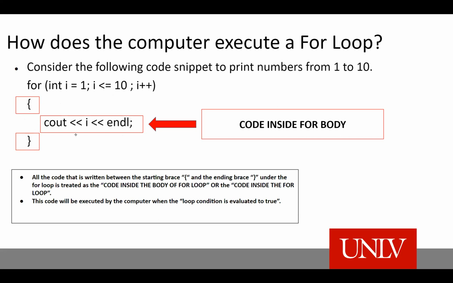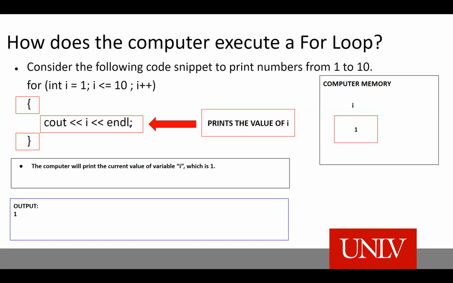Now, inside the for loop, all I'm doing is simply printing the value of i, and I'm ending the line so that the console moves to the second line. Now, this is the state of memory.